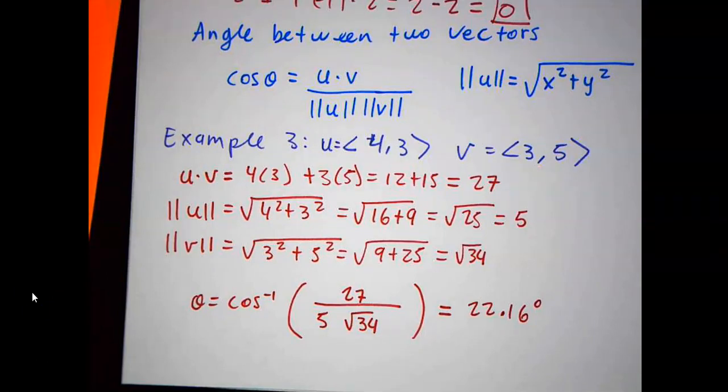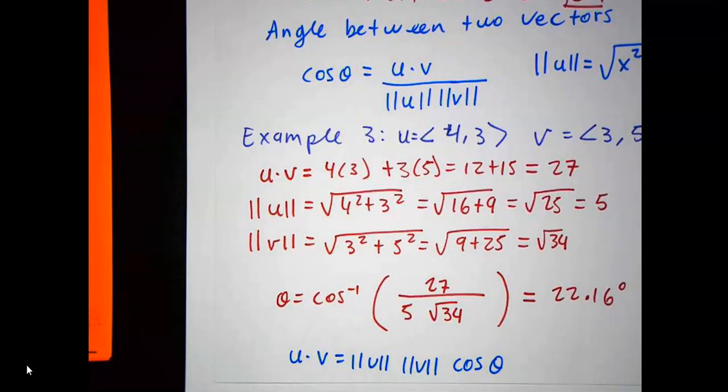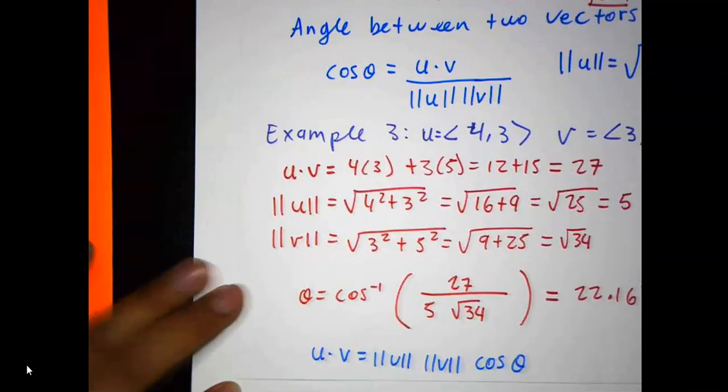Can we continue with our next thing? Okay, so a different form for the dot product is the magnitude of u times the magnitude of v times cosine of theta. And we'll use that in a little bit in our next problem.